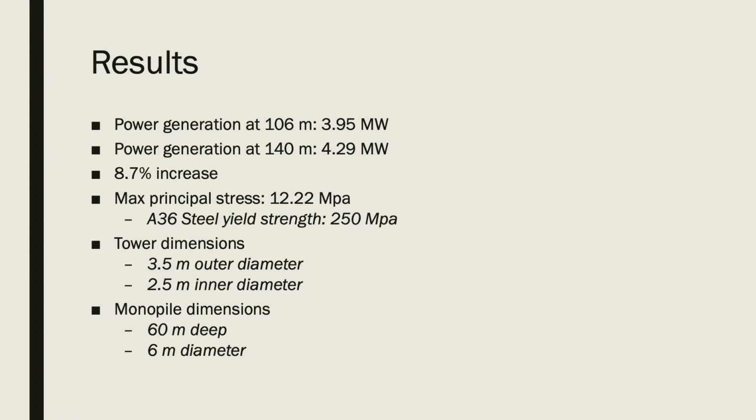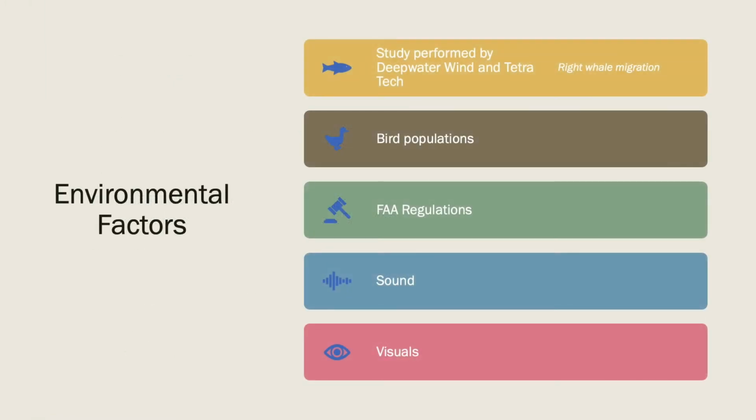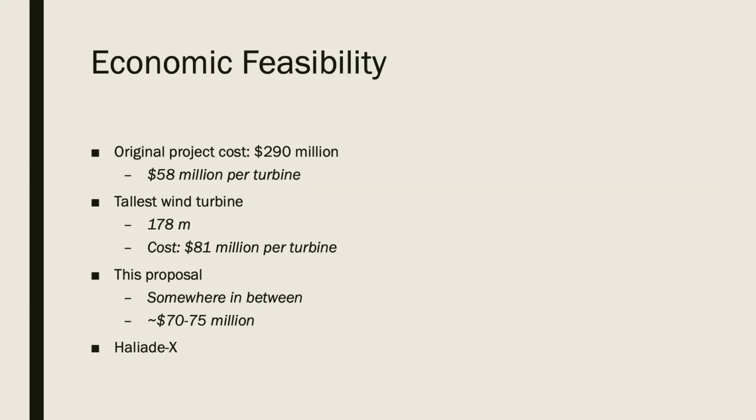However, as with any large-scale engineering project, environmental factors must be considered. An environmental survey was conducted for the original project and covered items such as avoiding a right whale migration. Other topics worth considering are bird populations nearby, complying with FAA regulations, minimizing sound pollution, and maintaining a clean visual environment. Finally, we looked at economic feasibility.